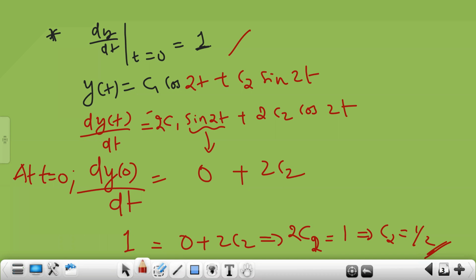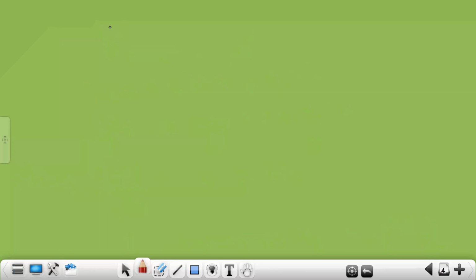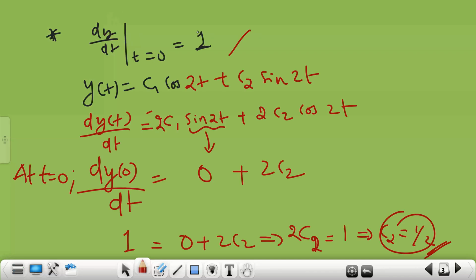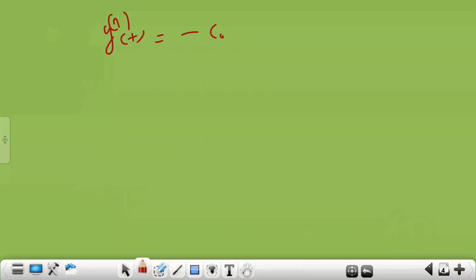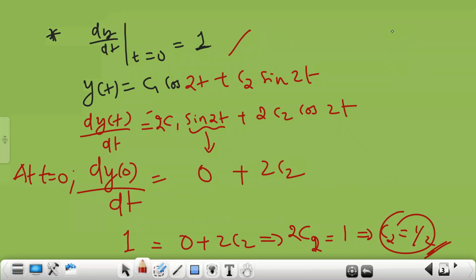Once you have these two values of C1 and C2, you can go to the first equation and substitute. Our solution was yn of t, that is the natural response. N signifies the natural response. This is nothing but C1 cos 2t, that is minus cos 2t, plus C2, which is half sin 2t. This is your final answer for the natural response.